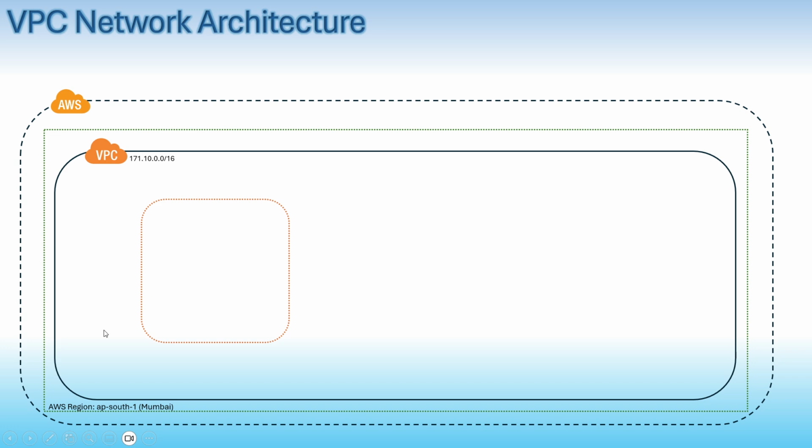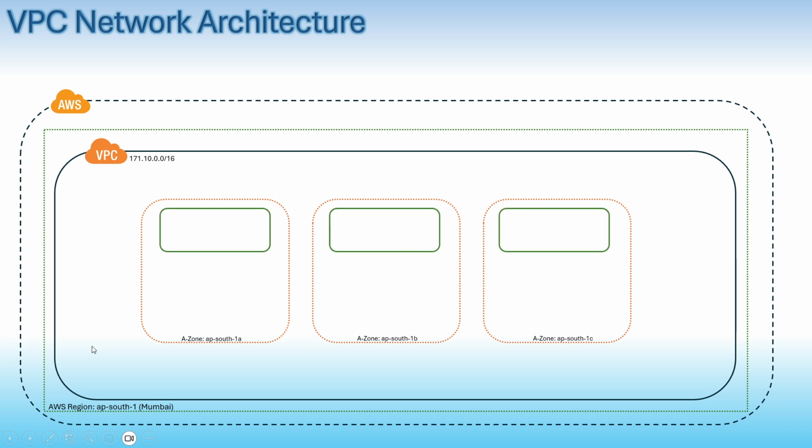In the Mumbai region, we have three availability zones. One is AP South 1A, the second is AP South 1B, and the third is AP South 1C. So our plan is that after creating the VPC, we need to create three separate public subnets, whose IPs should not overlap each other.